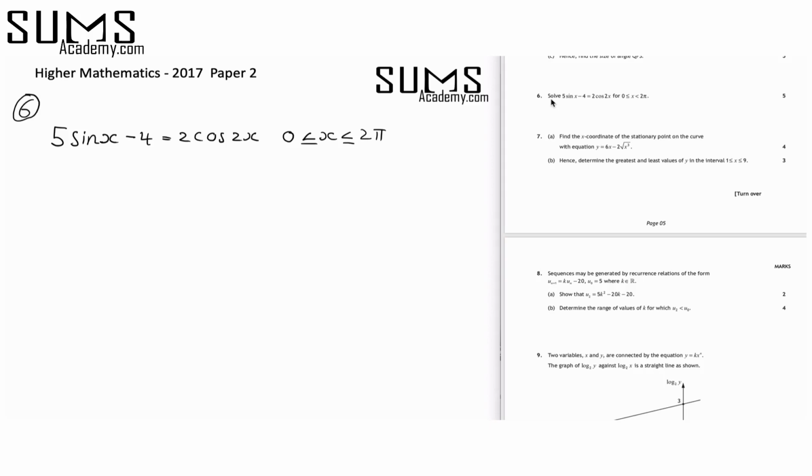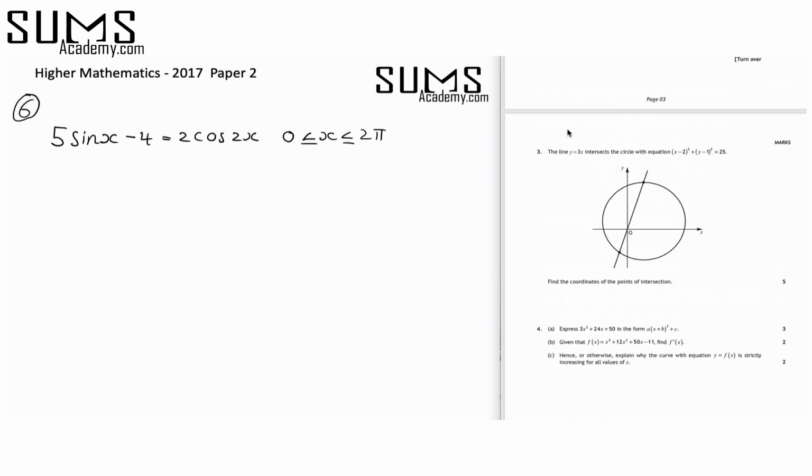So question 6, solve 5 sine x minus 4 equal to 2 cos 2x between 0 and 2 pi. Now that bit's important, but we'll come back to that at the end. So our answer is going to need to be in radians. So what do we need to do here? Well, first of all, we want to get this whole expression in terms of sine. So we need to think of a way to get rid of this cos term.